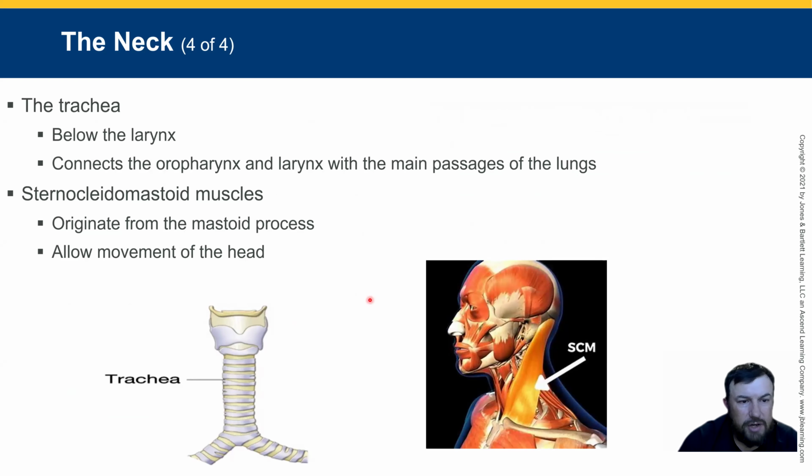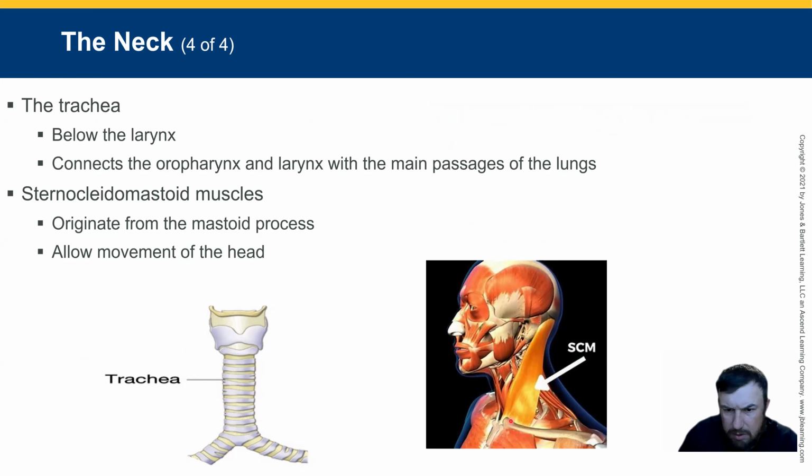Let's see the neck. The trachea below the larynx connects the oropharynx and the larynx with the main passages of the lung. If you guys remember our respiratory chapters, we've discussed all this. I absolutely hate this next word because I can't say it. The sternocleidomastoid muscle. If you'll just remember the SCM, which once again, don't get caught up on this. It's this muscle right here.